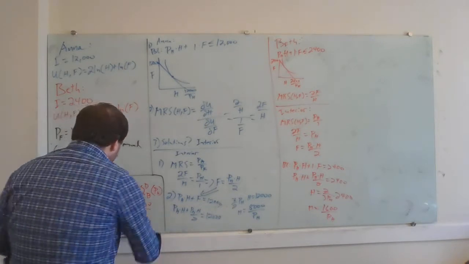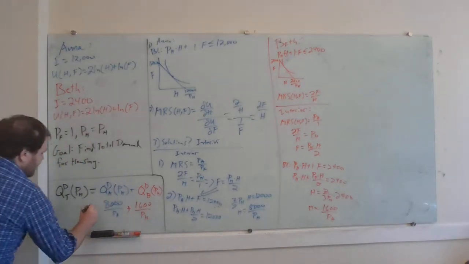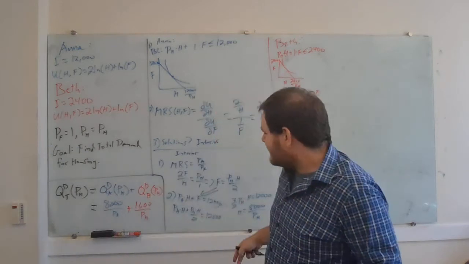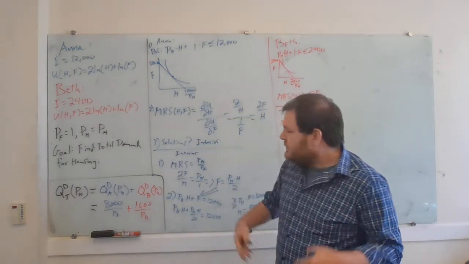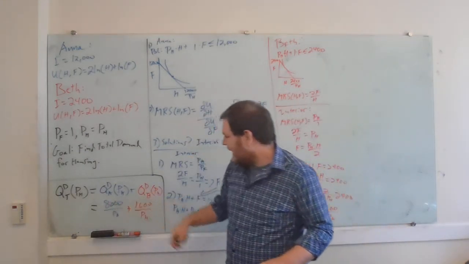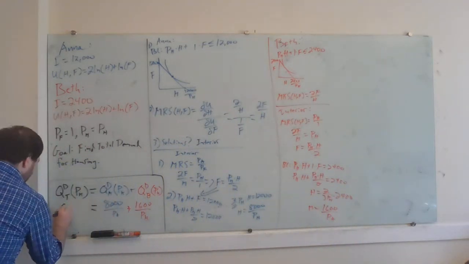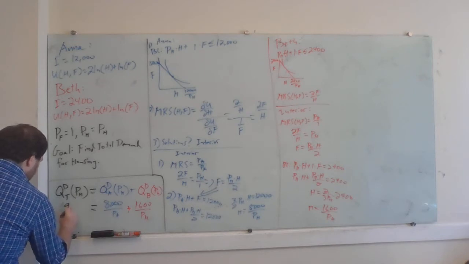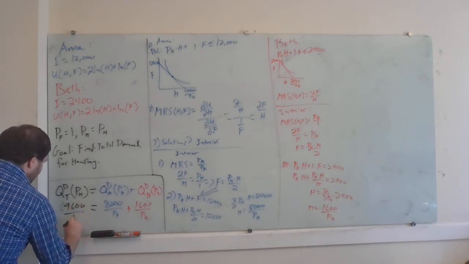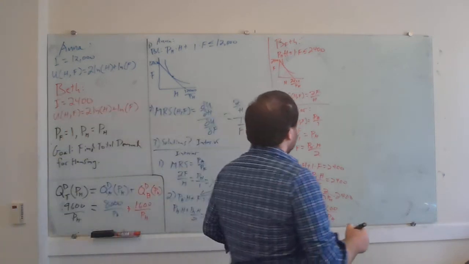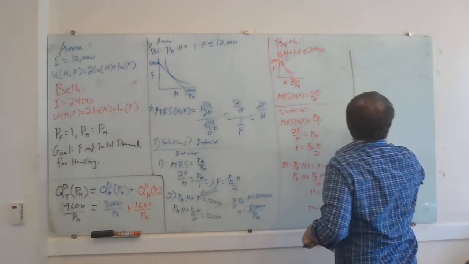So what's our total demand? Our total demand is going to be Anna's demand, 8,000 over PH, plus Beth's demand, 1,600 over PH. So this is nice and easy, right? It's just going to be 8,000 plus 1,600, 9,600 over PH. And that's going to be our total demand. Does this make sense?